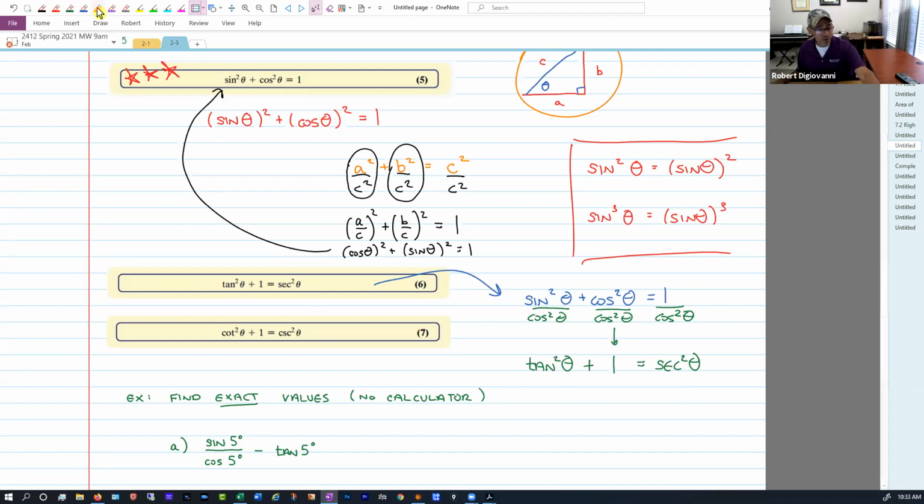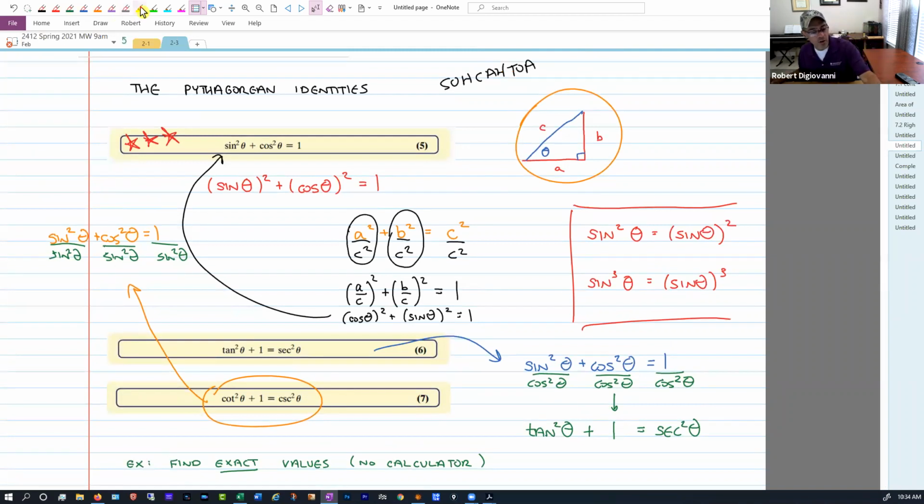And then to get the last one, we start again with the top one. Sine squared theta plus cosine squared theta equals 1. And we divide this time by sine squared theta on both sides. If you do sine squared over sine squared, you get 1. Cosine squared theta over sine squared theta gives cotangent squared theta. And 1 over sine squared theta gives cosecant squared theta. So I won't work that out anymore, but hopefully you see that you can get this formula from that one.